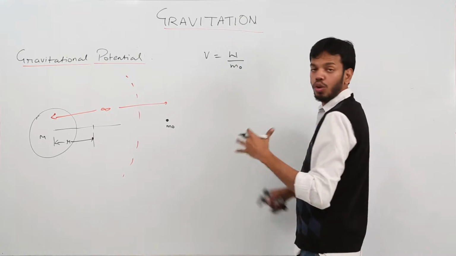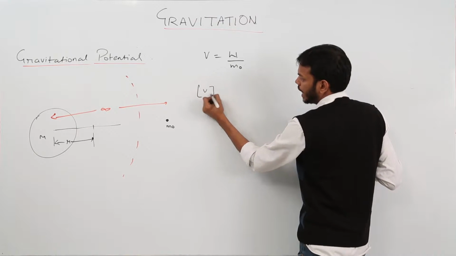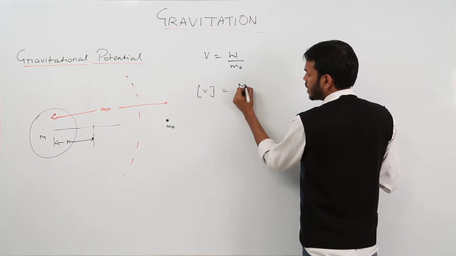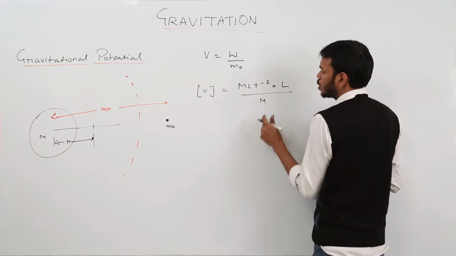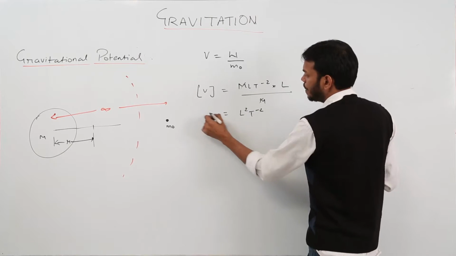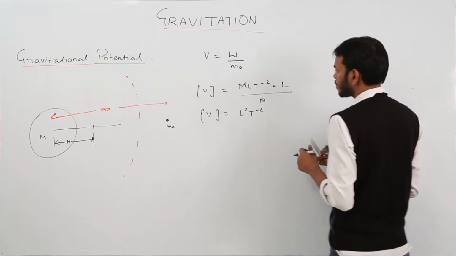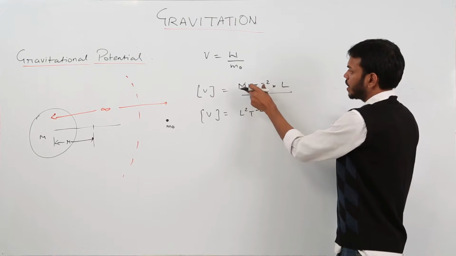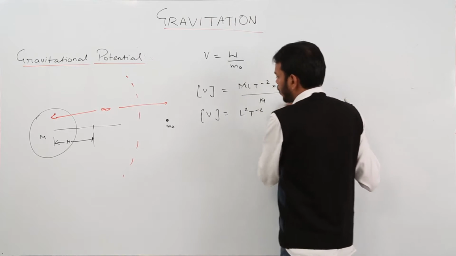Before going on to the derivation, from this formula I can also find the dimensional formula. What is the dimensional formula for work? Work is force into displacement. Force is MLT^-2, displacement is L, divided by m0, that is mass, so M. I am left with L^2 T^-2. This is the dimensional formula of gravitational potential, meter squared per second squared. Have I done anything wrong here? Work is force into displacement, force MLT^-2, displacement is length, over M. Yes, it's absolutely right.